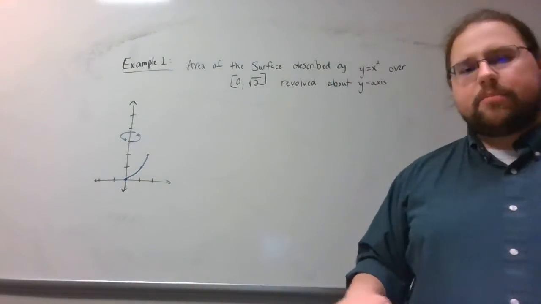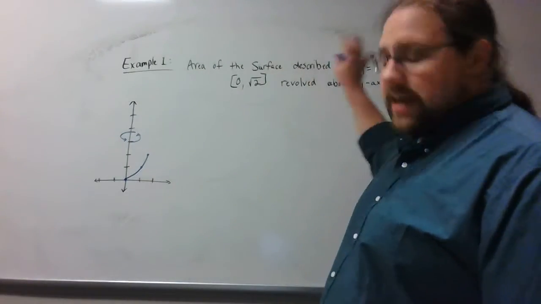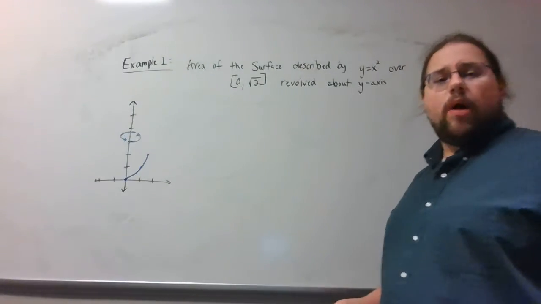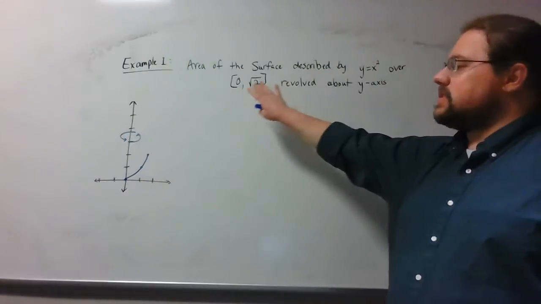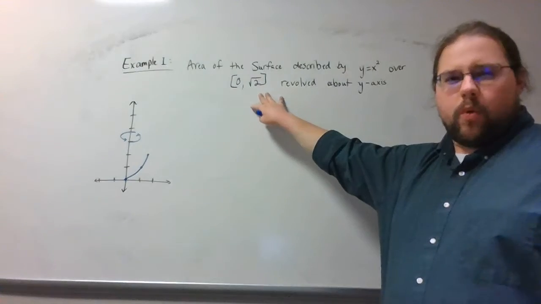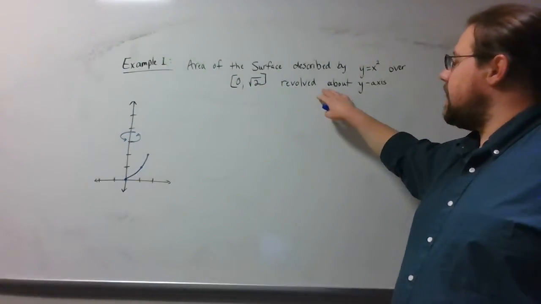So I'm going to go ahead and look at example 1. What we're going to do is find the area of the surface described by y equals x squared over the interval 0 to the square root of 2, which is about 1.4, give or take. And we're going to revolve that about the y-axis.